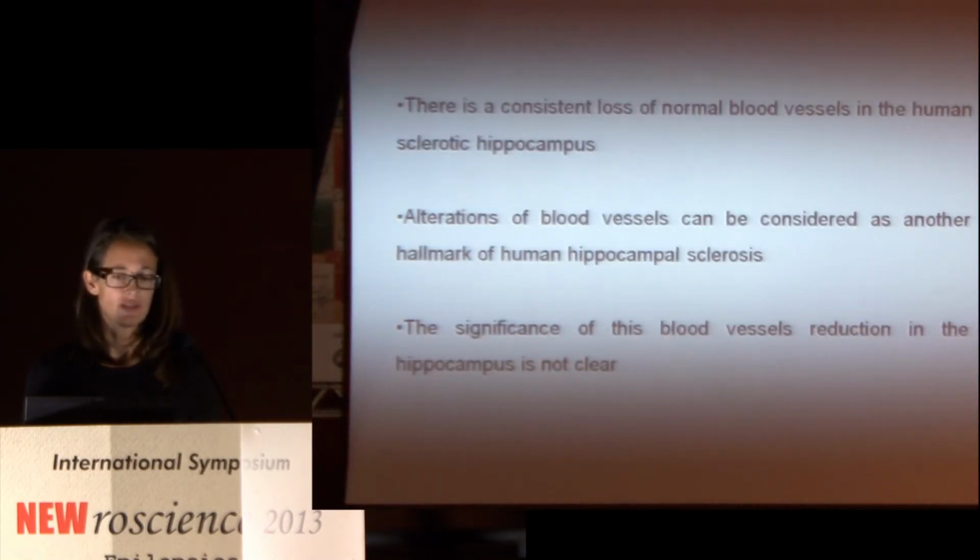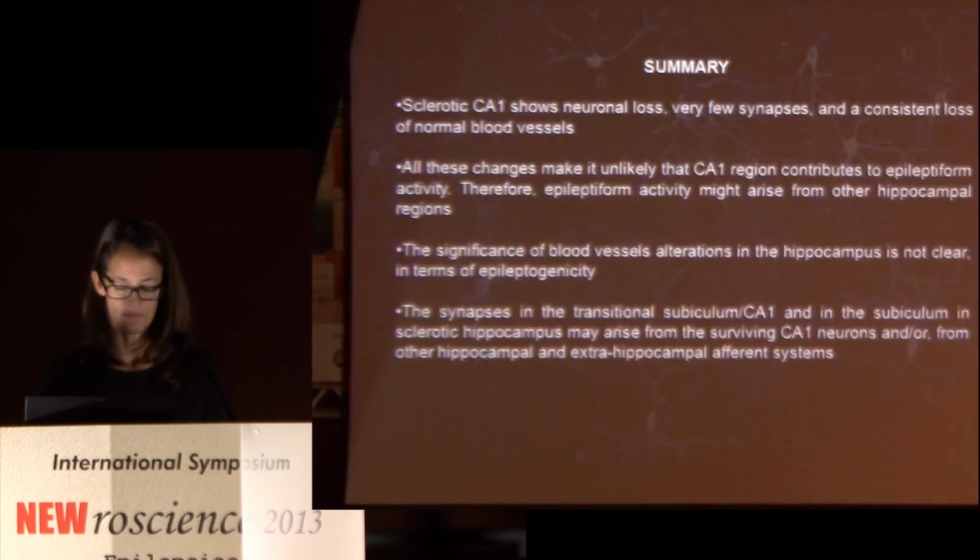So we conclude that there is a consistent loss of normal blood vessels in the human sclerotic hippocampus, and the alteration of blood vessels can be considered as another hallmark of human hippocampal sclerosis. But the significance of this blood vessel reduction in the hippocampus is not clear.